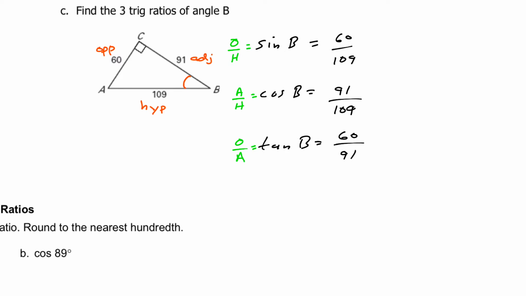The decimal form for 60 over 109, using your calculator, is 0.5505. And then the cosine is 91 over 109. That is going to be 0.8349. And to get the decimal form of the tangent, you're just going to do 60 divided by 91 on your calculator, and that is going to be 0.6593.